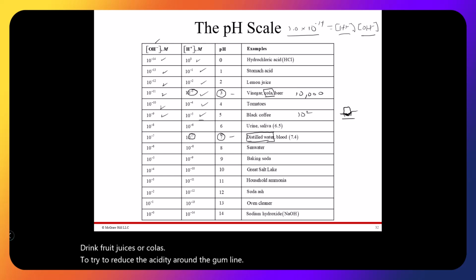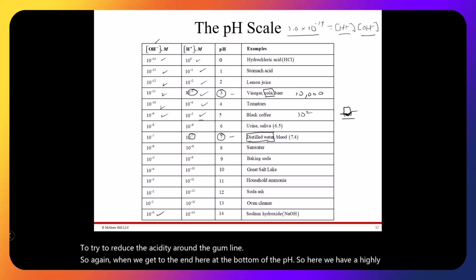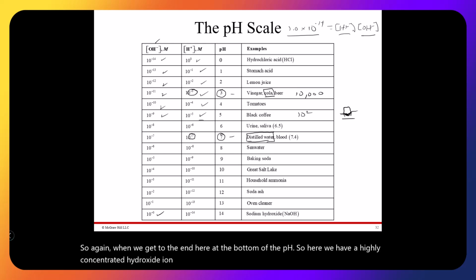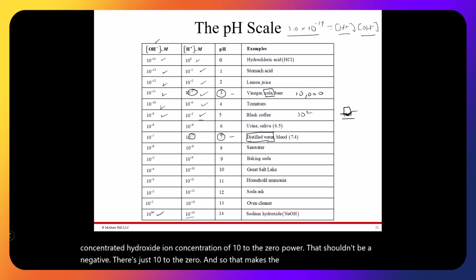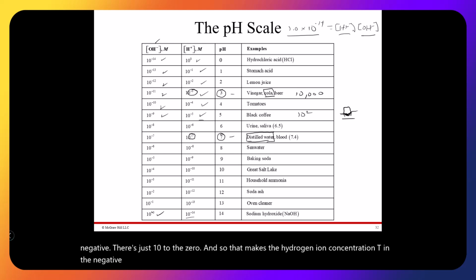So again, when we get to the end here, at the bottom of the pH scale, we have a highly concentrated hydroxide ion concentration of 10 to the 0 power. There shouldn't be a negative there, it's just 10 to the 0. And so that makes the hydrogen ion concentration 10 to the negative 14th. So this is not an acid, this is a strong base, sodium hydroxide. So that's what we got out of the pH scale.